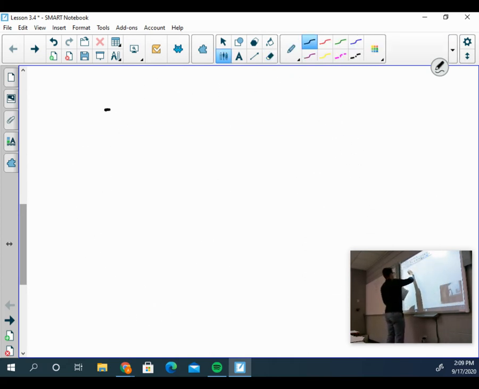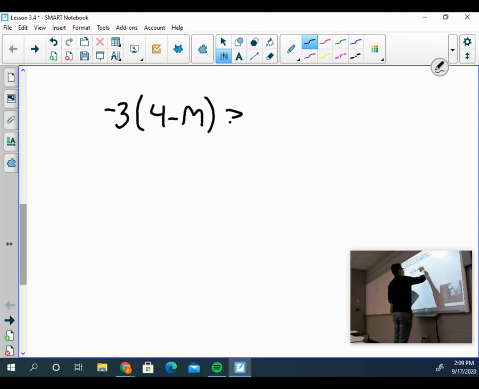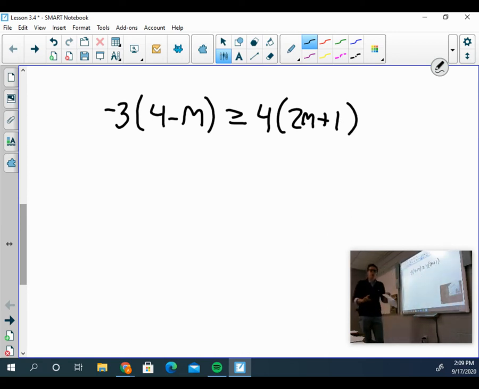All righty, moving on. Let's do negative 3 times the quantity 4 minus m is greater than or equal to 4 times the quantity 2m plus 1. Probably the weirdest looking one we've done so far. Again, if you're confident, if you're like, man, this video is pretty easy, go ahead and pause it, try it on your own. That's the next step here. But if you're not confident yet, I want you to go ahead and follow along with me. Do whatever will help you.